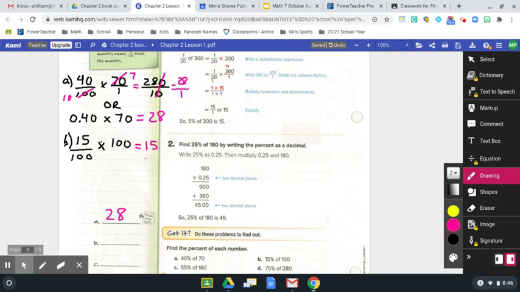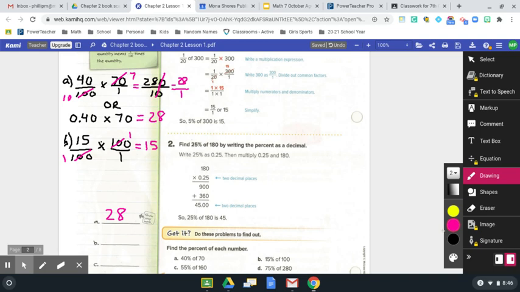And honestly, you really don't need to do the work here. I mean, if you think about it, if you really want to do the work and you want to see what it looks like, those 100s would cross out. They would cancel each other out to ones. And all you have left is 15. 15% of 100 is 15.